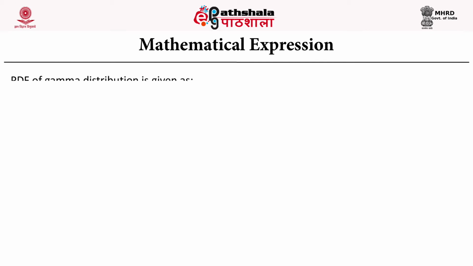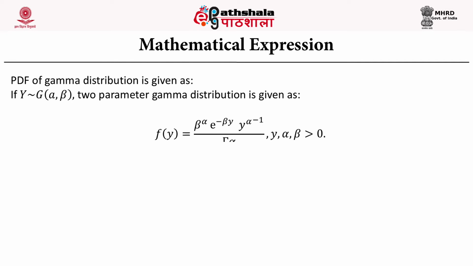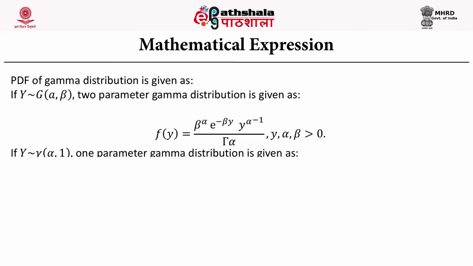The mathematical expression for the PDF of the gamma distribution is given as follows. If y follows a gamma distribution with parameters alpha and beta, the two parameter gamma distribution is given as f of y equal to beta power alpha e power minus beta y, y power alpha minus 1, divided by gamma alpha, with y, alpha, beta greater than 0. If y follows a gamma distribution with parameter alpha, the one parameter gamma distribution is given as f of y equal to e power minus y, y power alpha minus 1, divided by gamma alpha.